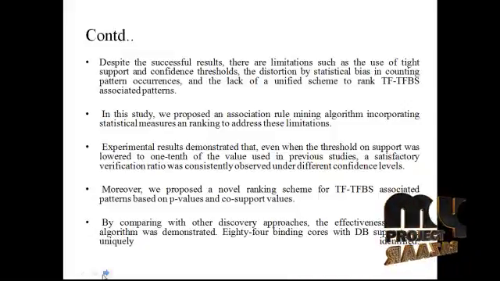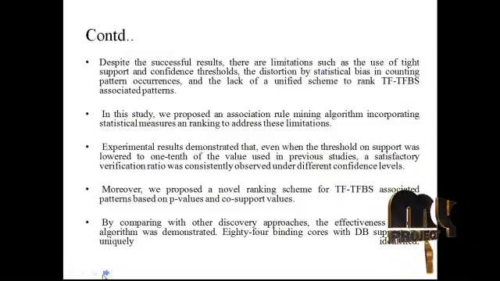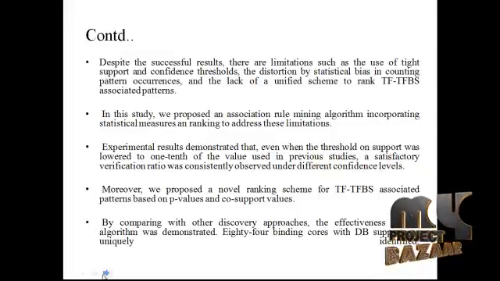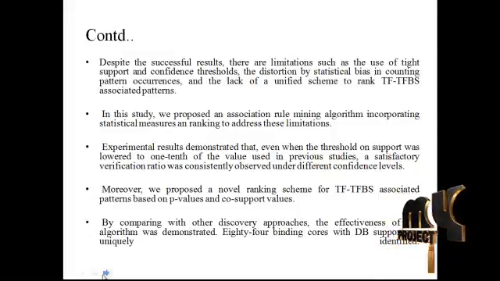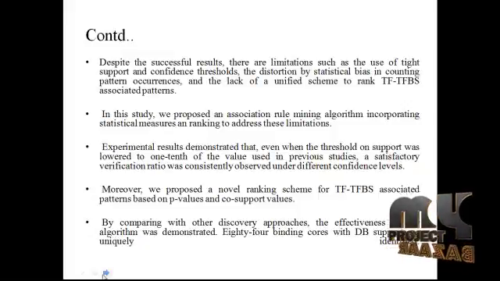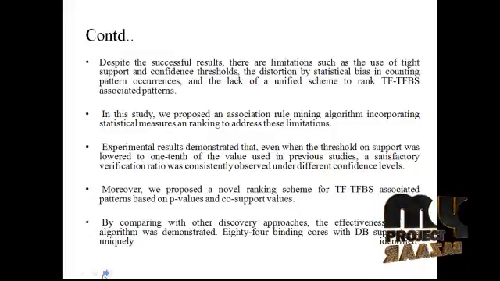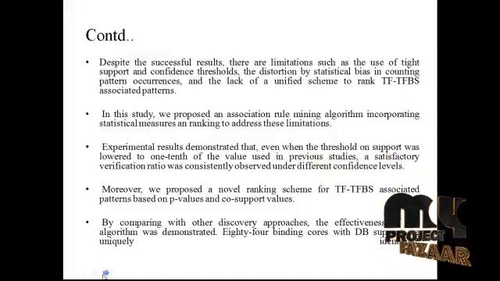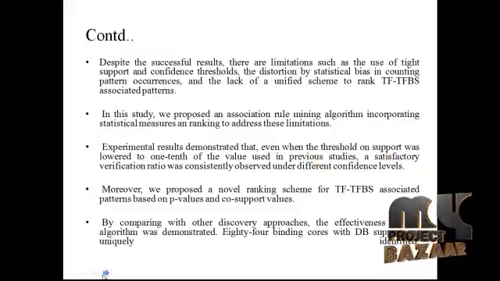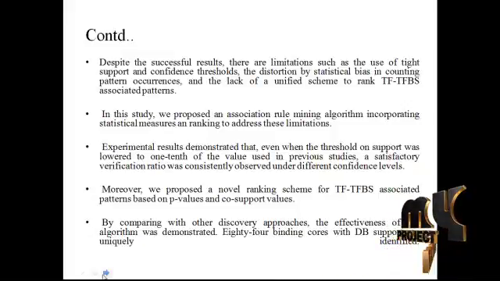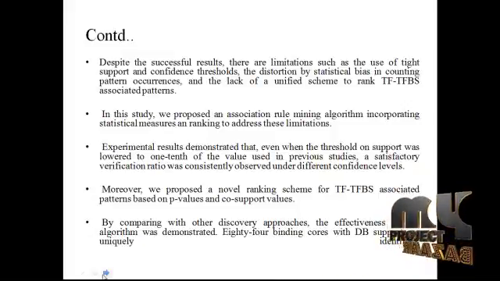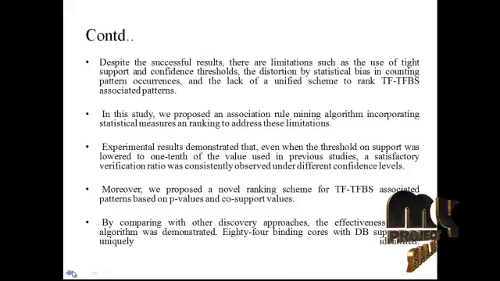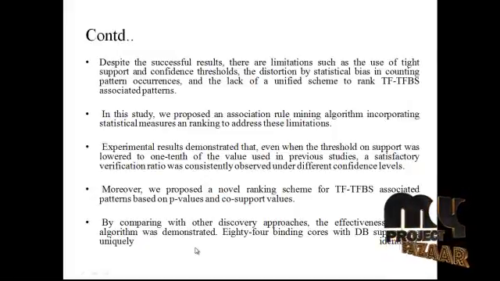In this study, we proposed an association rule mining algorithm incorporating statistical measures and ranking to address these limitations. Experiment results demonstrated that even when the threshold on support was lowered to one-tenth of the value used in previous studies, a satisfactory verification ratio was consistently observed under different confidence levels. Moreover, we proposed a novel ranking scheme for TF-TFBS sequence associated patterns based on p-values and support values. By comparing with other discovery approaches, the effectiveness of our algorithm was demonstrated.